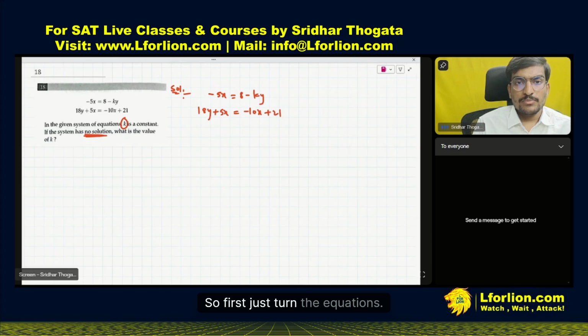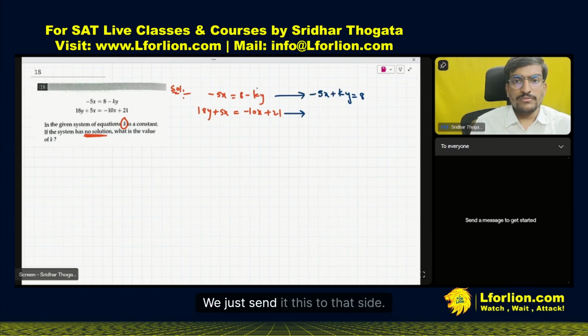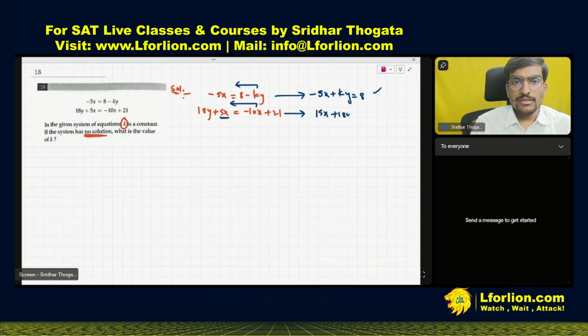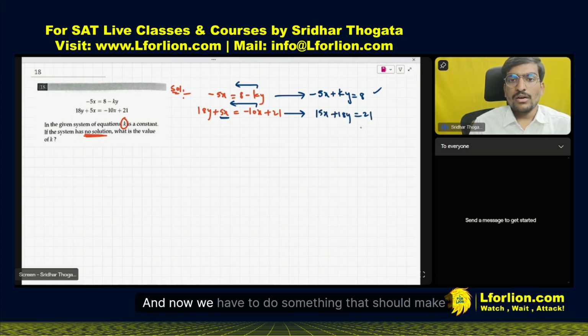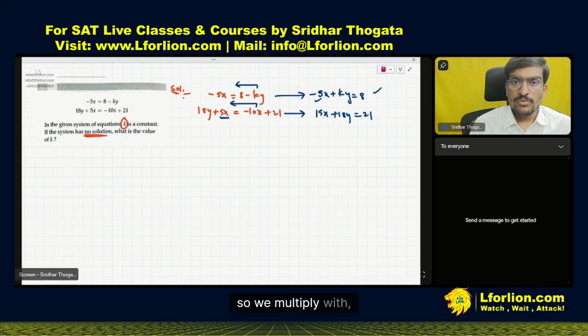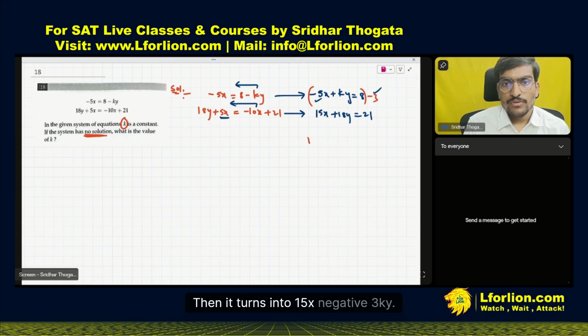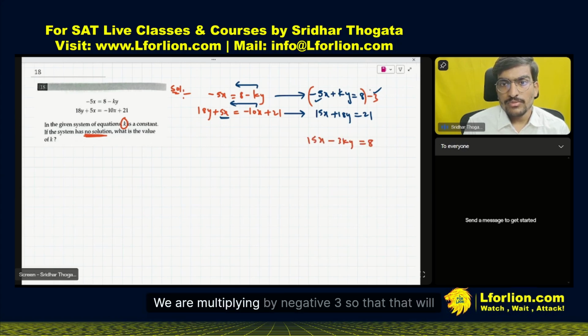So first turn the equations. Sending negative 5x to that side and minus 10x as well, it becomes 5x plus 10x, 15x plus 18y, that equals 21. Now we multiply the first equation by negative 3, then it turns into 15x minus 3ky equals 8. We are multiplying by negative 3 so that it will match up with the x terms.